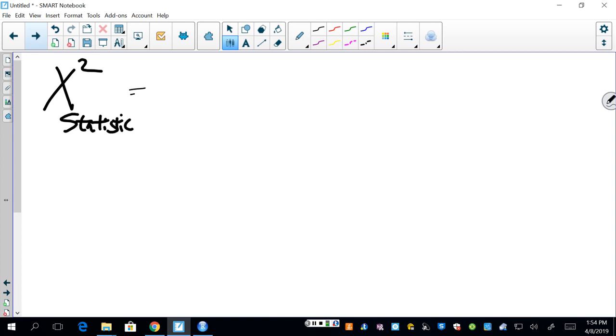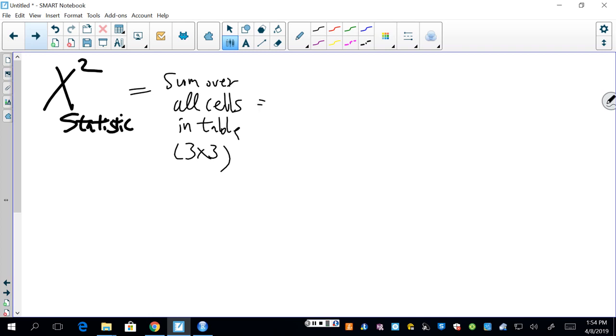It's a sum over all cells in the table. So in this case, we have a 3 by 3 table, which is about as big as we do by hand. The thing that we add over is the observed value minus the expected value squared, divided by the expected value. So we end up adding 9 things together.